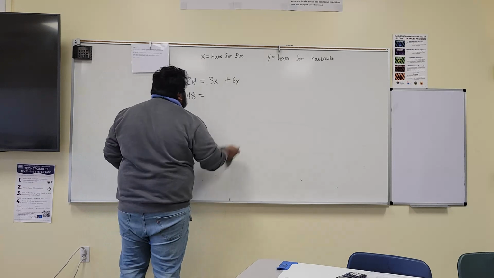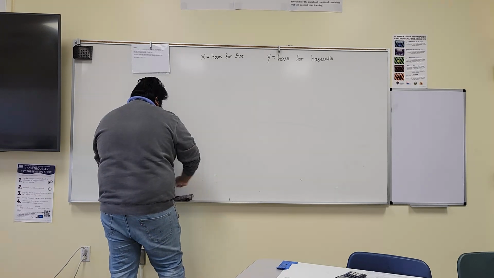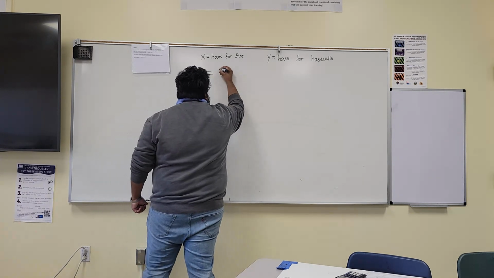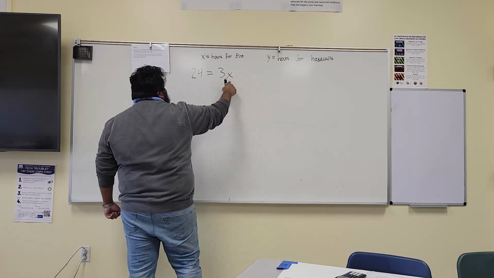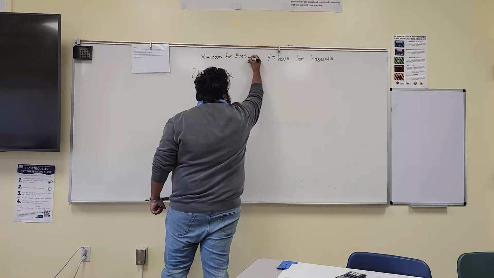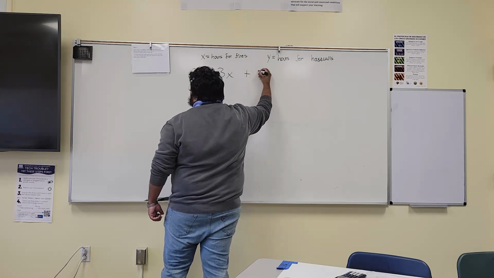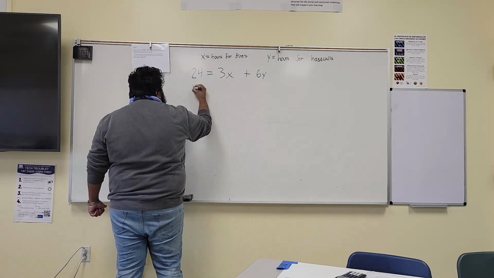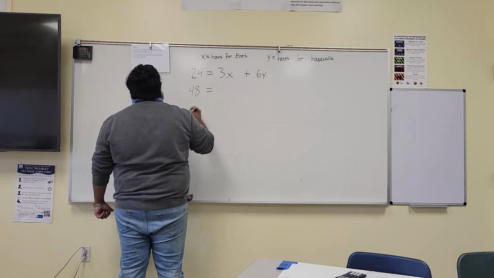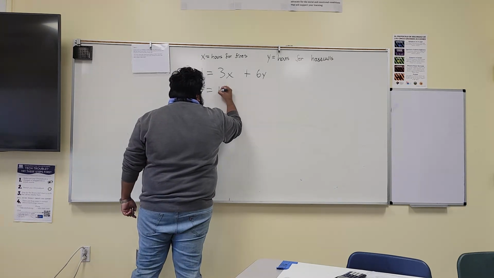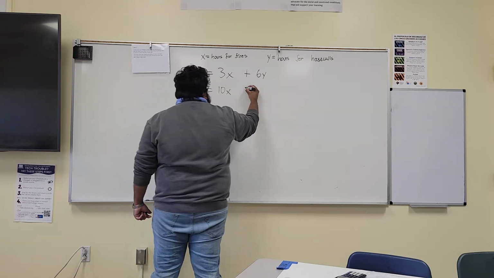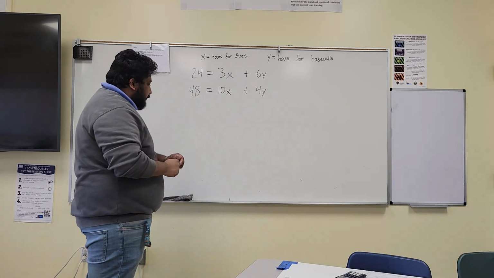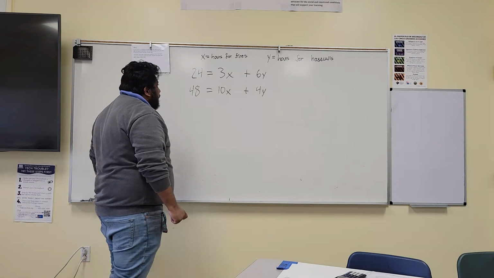Let me make it a little bit bigger. 24 is equal to 3x, which is our hours for fires, plus 6y, which is our hours for house calls. Then we get 48 hours is equal to 10x plus 4y. All right.